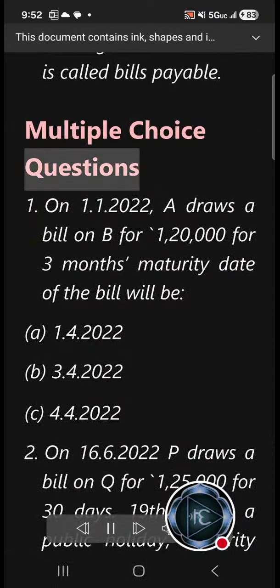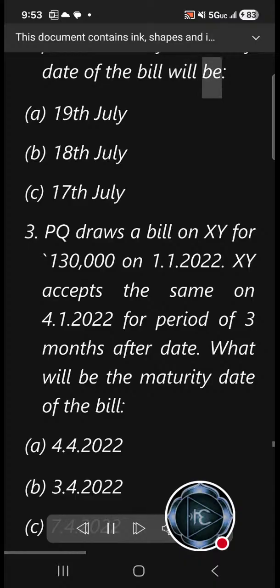Multiple choice questions. On January 1st, 2022, A draws a bill on B for 120,000 for 3 months. Maturity date of the bill will be January 4th, 2022, March 4th, 2022, April 4th, 2022. On June 16th, 2022, P draws a bill on Q for 125,000 for 30 days. July 19th is a public holiday. Maturity date of the bill will be July 19th, July 18th, July 17th.